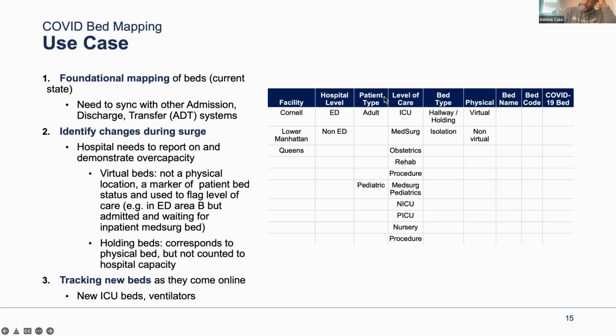So you can see here, these are the different facilities. They wanted to know whether it's an ED or non-ED, adult or pediatric patient, and then the level of care, where they were, whether in the hallway, isolation. And so we decided to solve this problem, this kind of dynamic tracking, we would use the CONCERN approach.